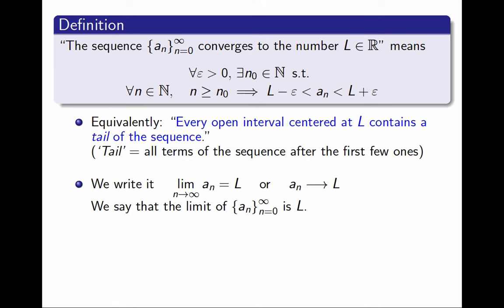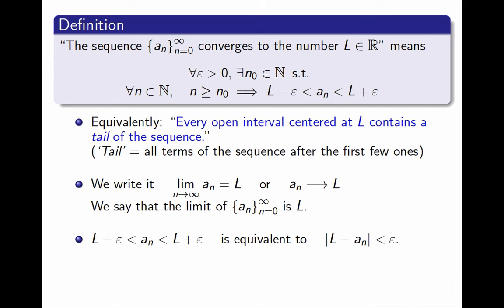One more note. When I wrote that an is between L minus epsilon and L plus epsilon, this is equivalent to saying that the distance between L and a sub n is less than epsilon. Perhaps you are more used to using this second version with absolute values instead of the two original inequalities. That is fine, the two expressions are entirely equivalent.